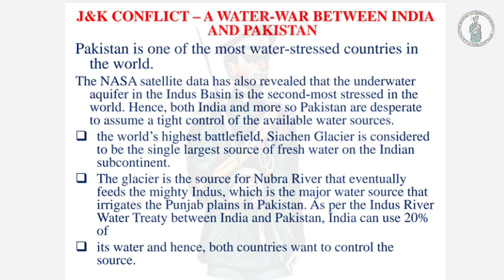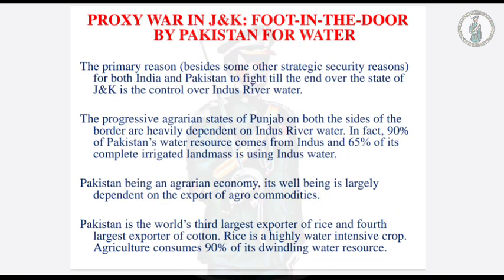So, there are a number of reasons. Firstly, in Jammu and Kashmir, the world's highest battlefield, Siachen Glacier, is located, and that is considered the single largest source of fresh water on the Indian subcontinent. Also, the Siachen Glacier is a source of the Nubra River that eventually feeds the Indus. Because of this, both countries want to control the Indus River water.